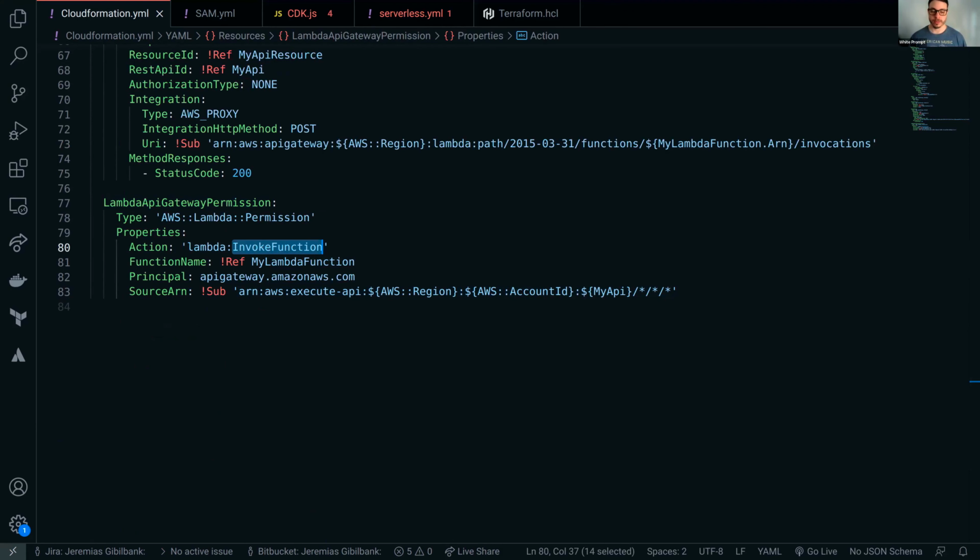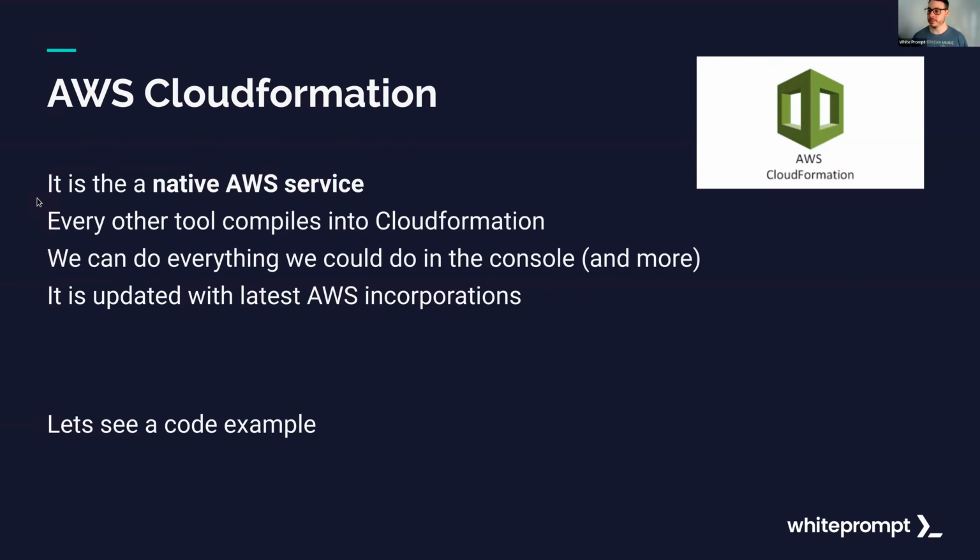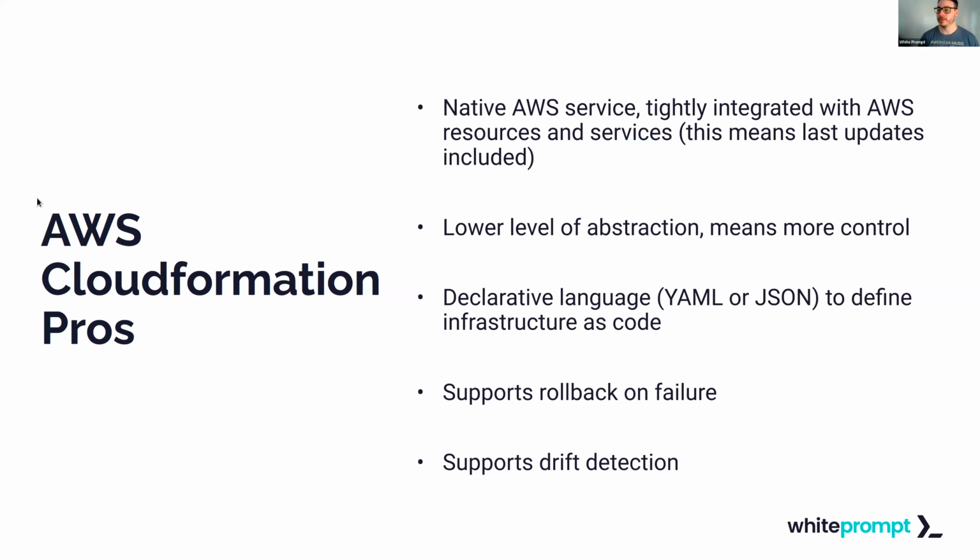So let's return to the presentation, and let's see about the pros and cons of CloudFormation. As a native AWS service, it is tightly integrated with AWS resources and services. As I said before, this means it has the latest updates. As it is the lowest level of abstraction, we cannot go lower than this. It means we have more control on our infrastructure and on the settings of our infrastructure.